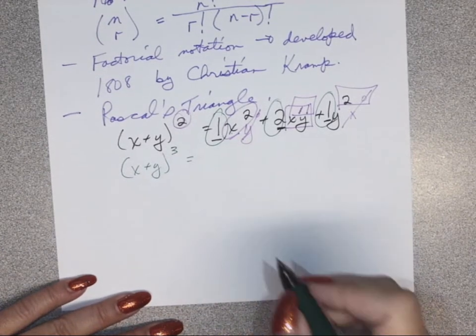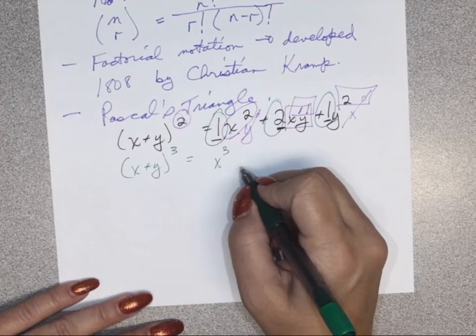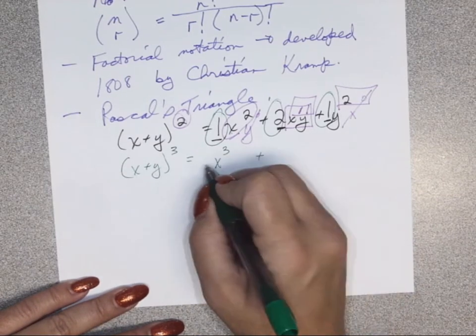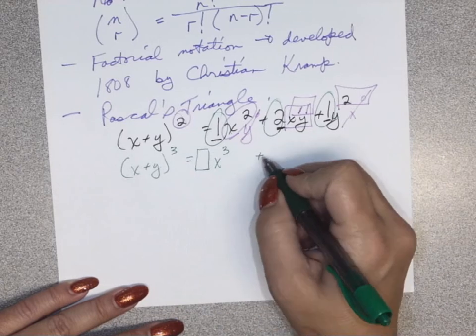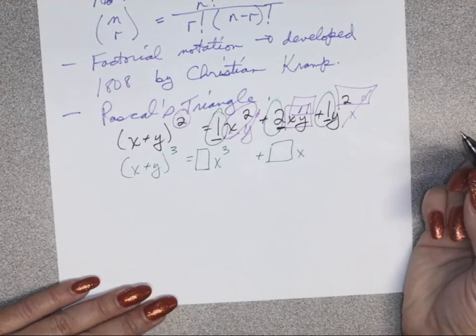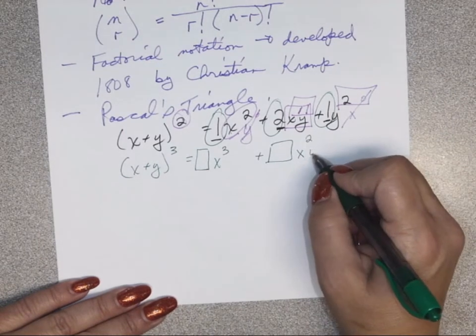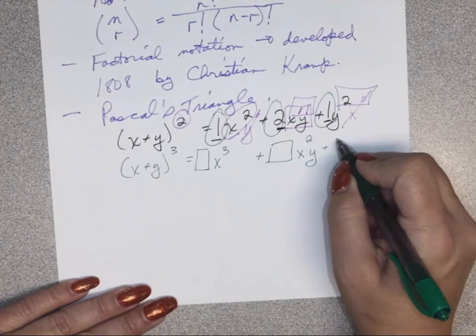It's going to be x to the third, and it's y to the 0, but I'm not going to write that. The second term, I'll come back with coefficients. Second term is going to be what? X squared y, and we'll come back for the coefficient.